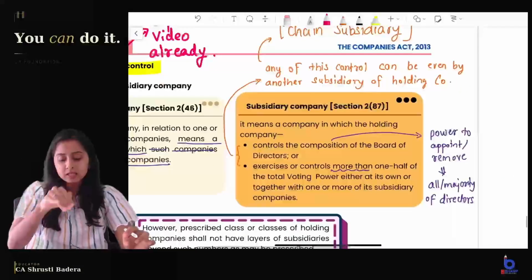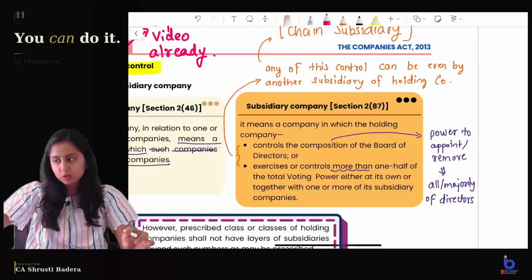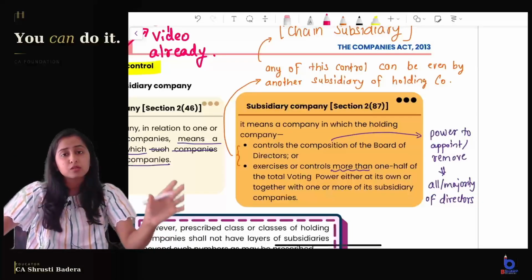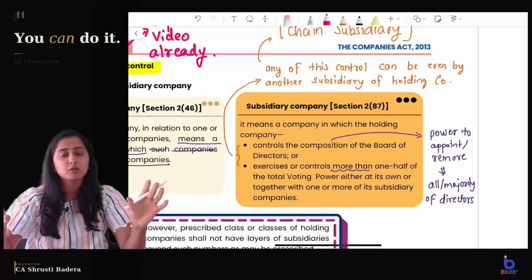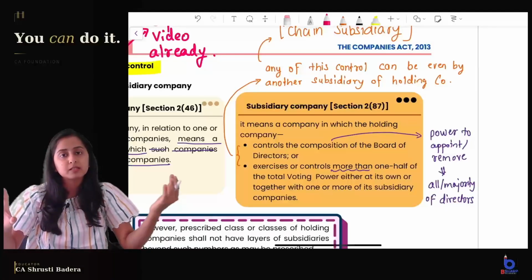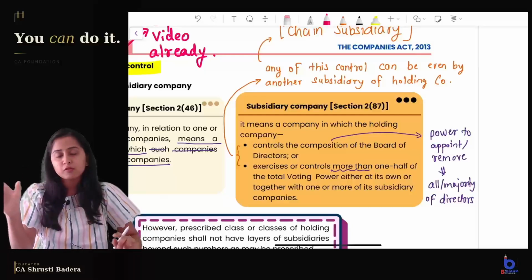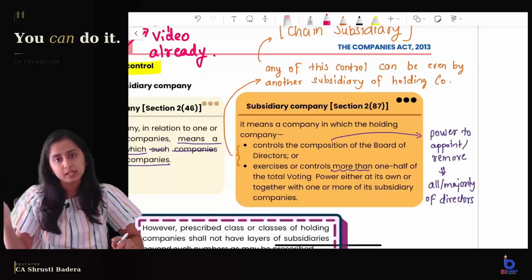Subsidiary company means a company in which the holding company controls the composition of the board of directors, or exercises or controls more than 1/2 of the total voting power, either on its own or together with one or more of its subsidiary companies. Along with that, you have to mention that control of composition of board of directors means this holding company can appoint or remove the majority or all of the directors.